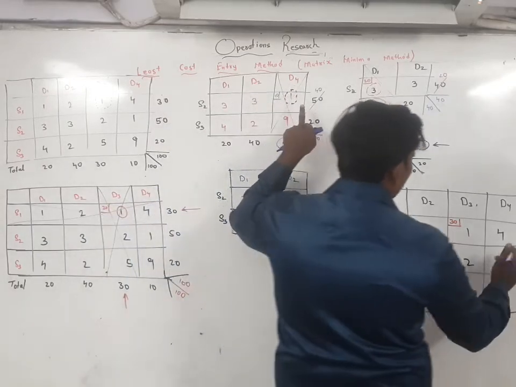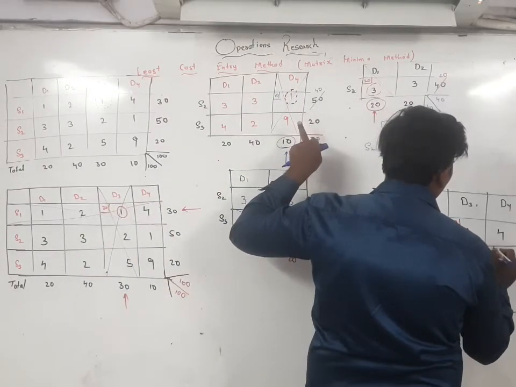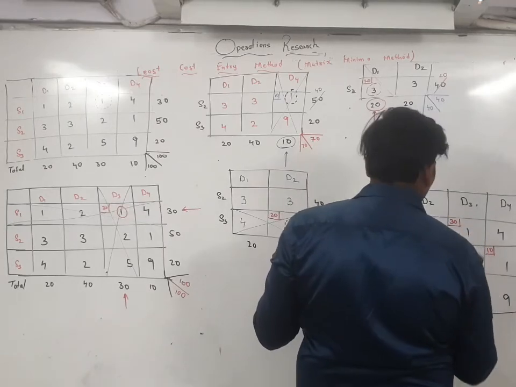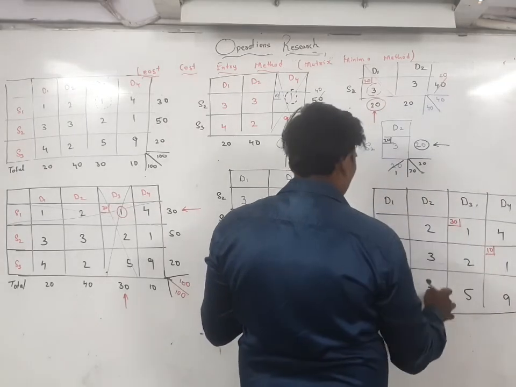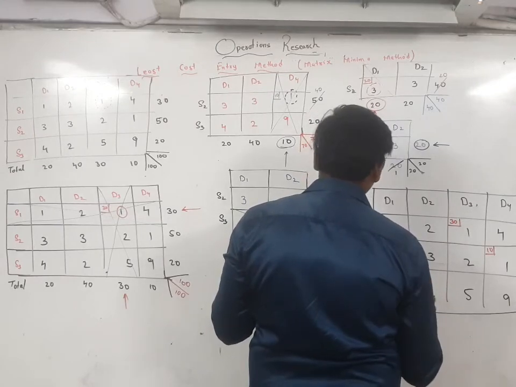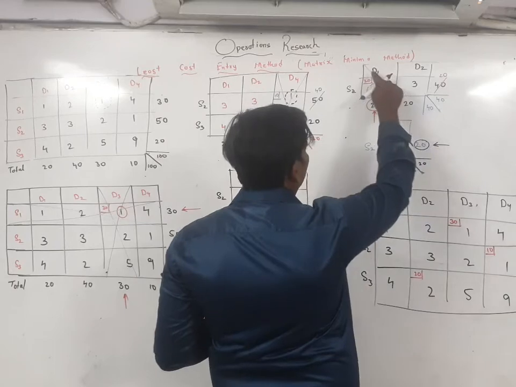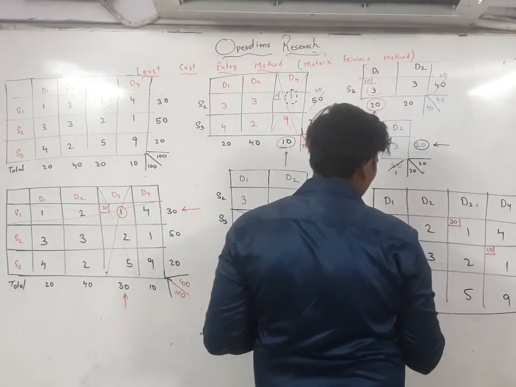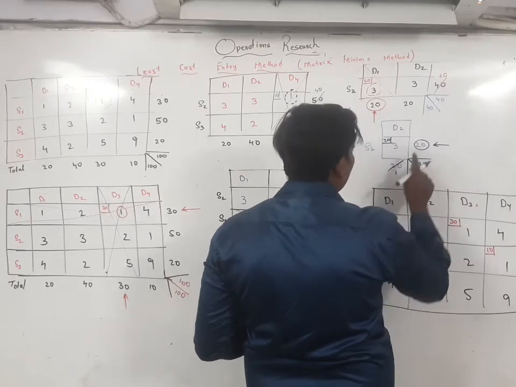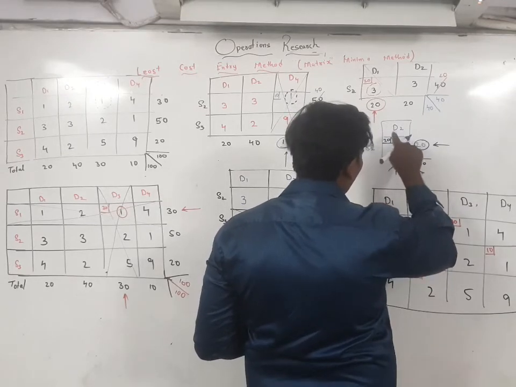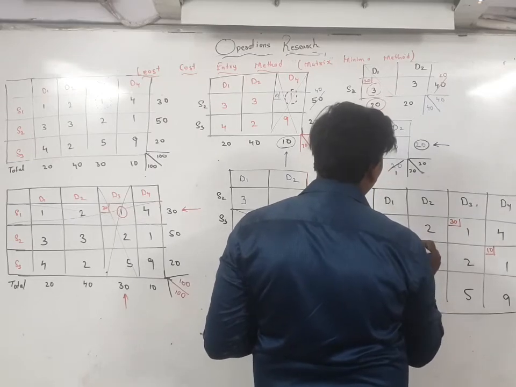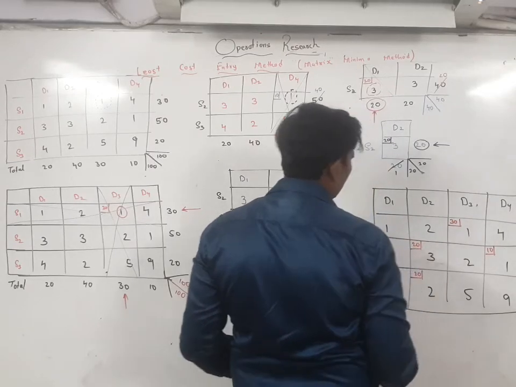So D4. In D4 what is the value here? 10. D4 10. Next one in D2. In D2 here what is the value? 20. Next one in D1. D1, what is the value? 20. Next one in D2. In D2 what is the value here? 20.